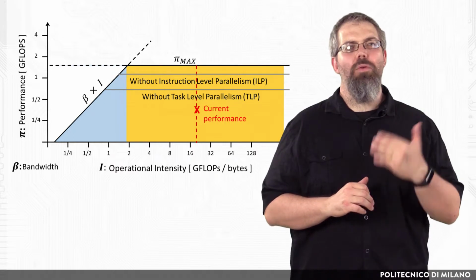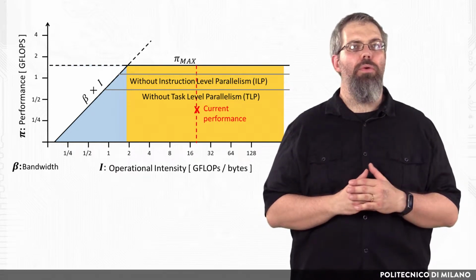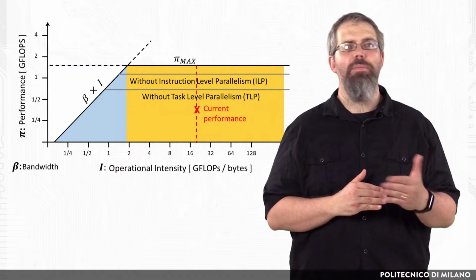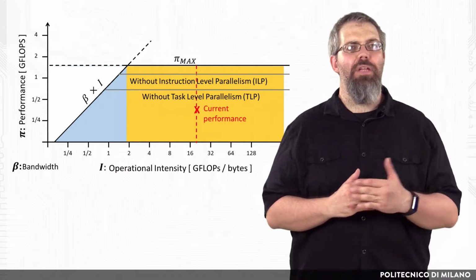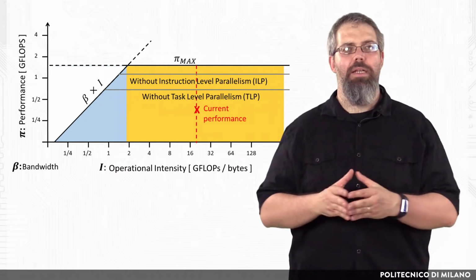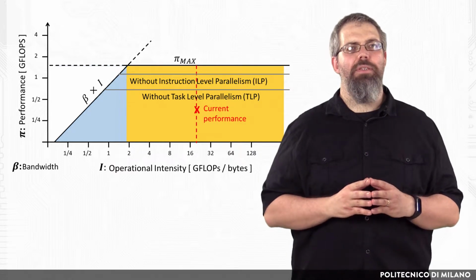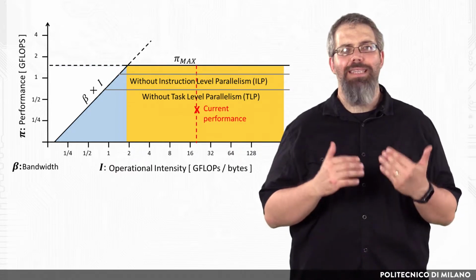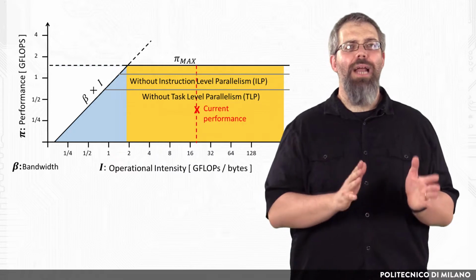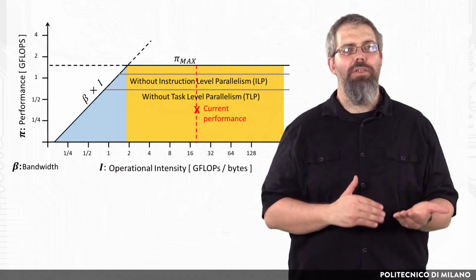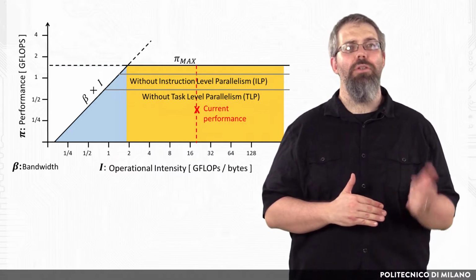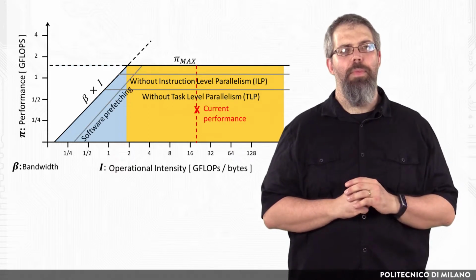As we can see, we have introduced two ceilings to our Roofline model: task level parallelism, TLP, and instruction level parallelism, ILP. In case the optimizations described by the ceilings were not yet applied to the application, the programmer can try to modify the application and implement the suggested optimization to improve the performance.